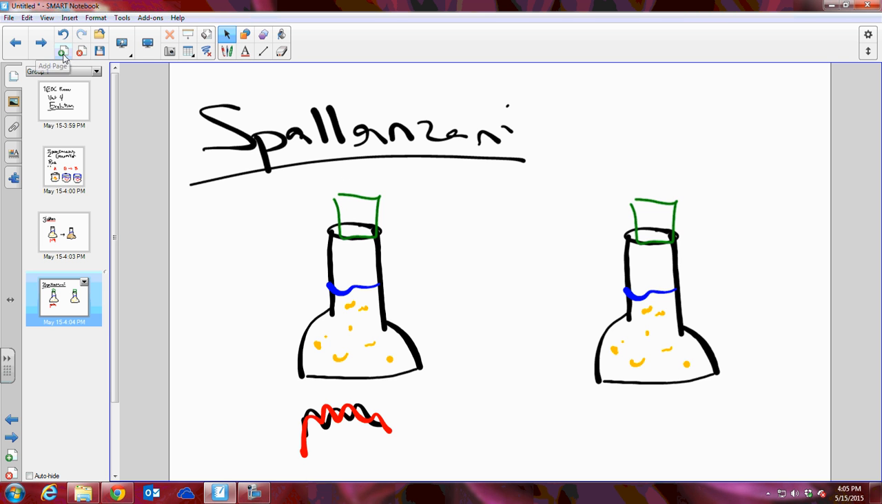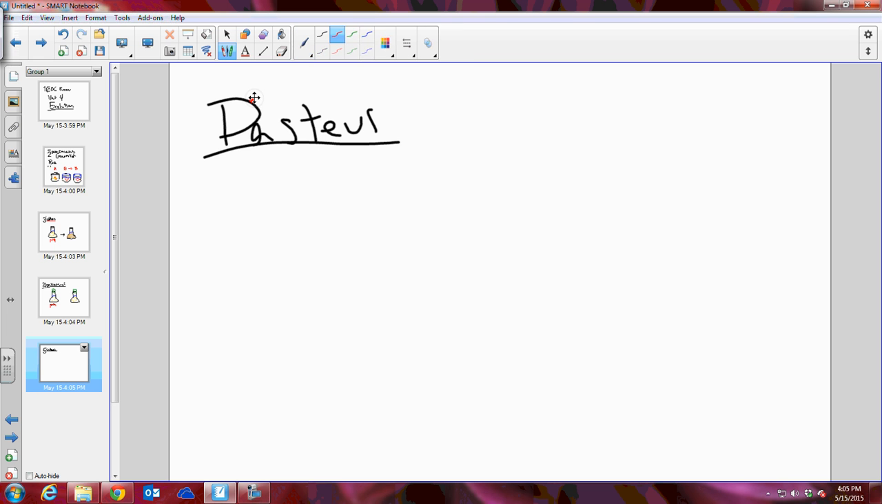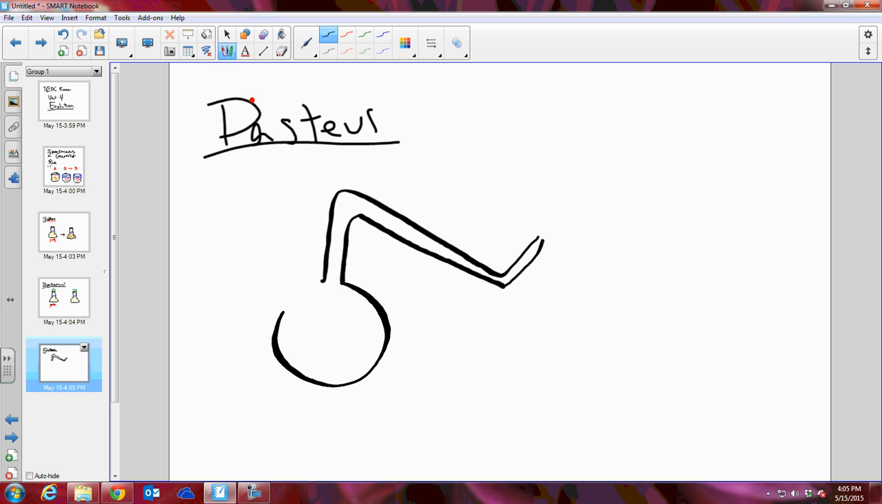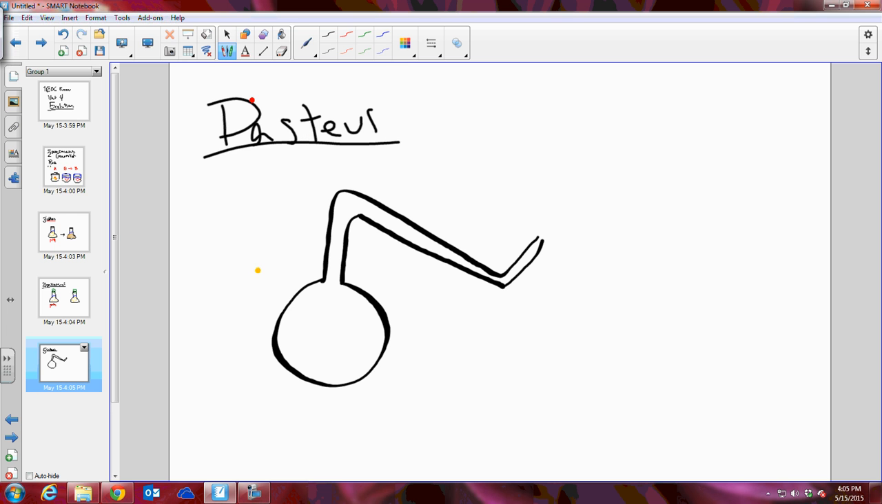Well, finally, a man by the name of Louis Pasteur comes along, and Pasteur solves this conundrum once and for all because he designs a special flask. It looks something like this. And in it he had the same sort of nutrient broth, but he had this flask, and what this flask does is it keeps things from getting in. Air is allowed to come in, but nothing else can get in because of the way that the neck of the flask is built.